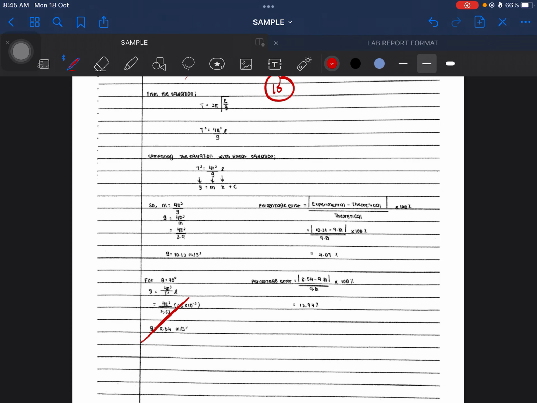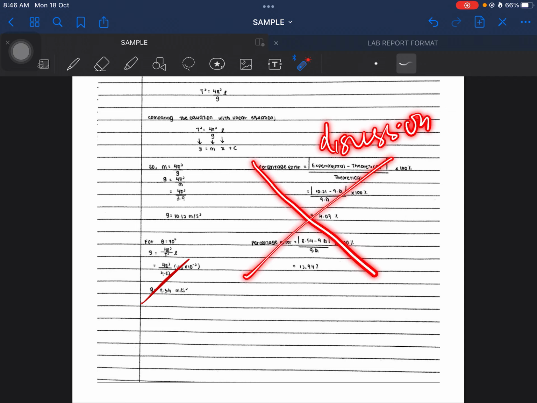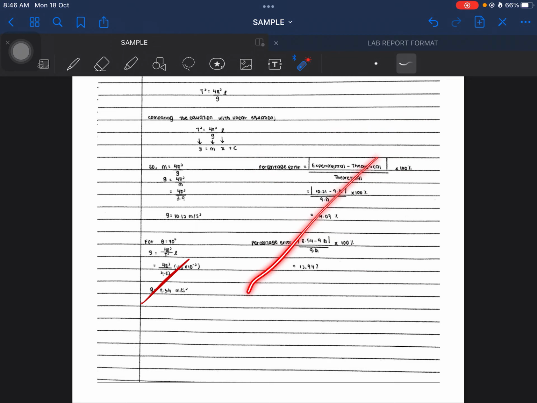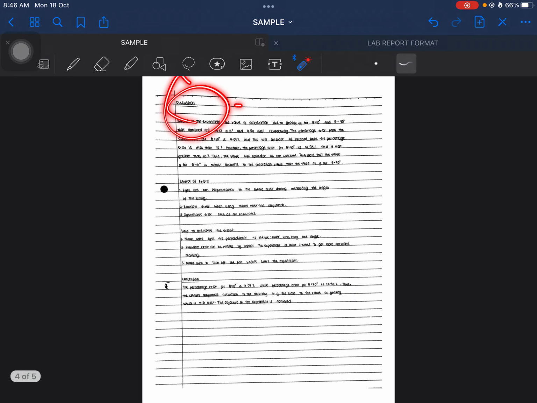If they're correctly calculated, for this video I will not calculate it using my calculator, but you know what I'm doing now, right? For this part here, it should be in the discussion part. It's not supposed to be in your calculation part. So don't put it here, put it under the discussion part.